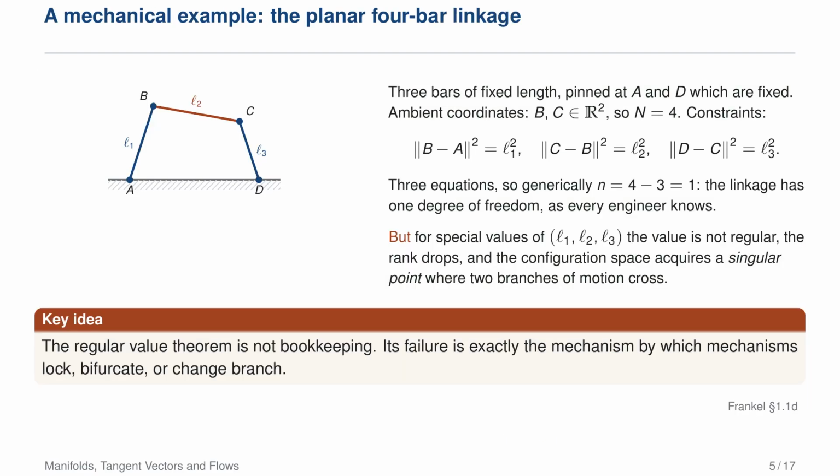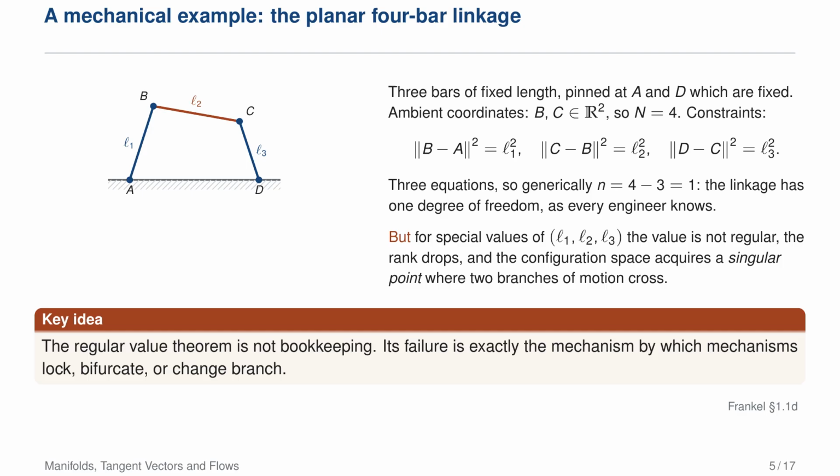Here is a mechanical example worth the time. Take a planar 4-bar linkage. 3 bars of fixed length pinned end to end with the 2 outer pins A and D bolted to the ground. The 2 free joints, B and C, each live in the plane, so the ambient space has 4 coordinates. There are 3 constraints, 1 for each bar length, 3 equations and 4 unknowns. Generically, 4 minus 3 is 1. The linkage has exactly 1 degree of freedom, as every engineer knows.